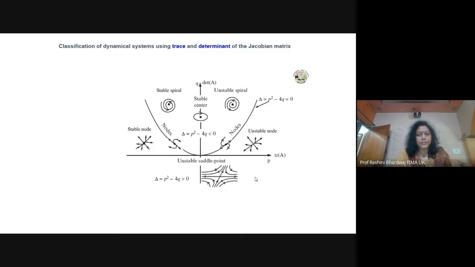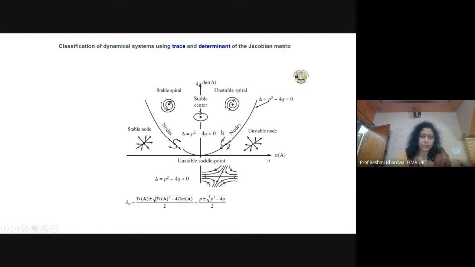Now this is the complete system where you get all the ideas. Basically the discriminant is p square minus 4q. It should be positive here, it is negative here, and on this curve it is 0. So this is the trace of A, or p. This is the determinant of A, or q. If a point is on this q line, you are getting a stable center.